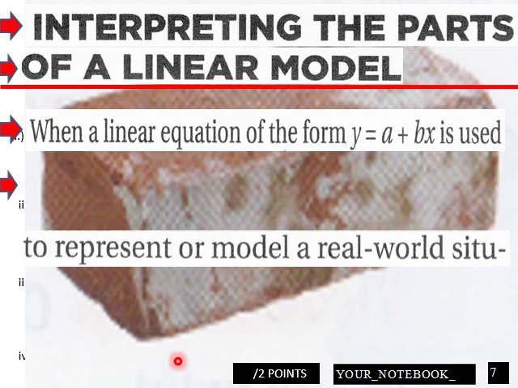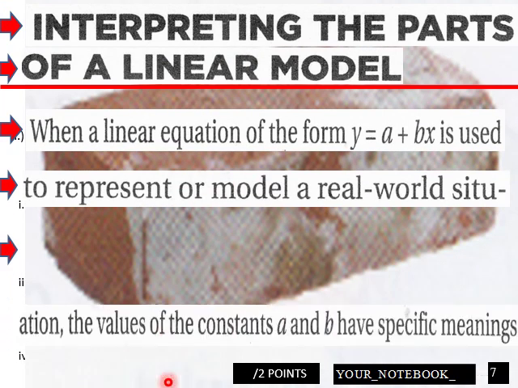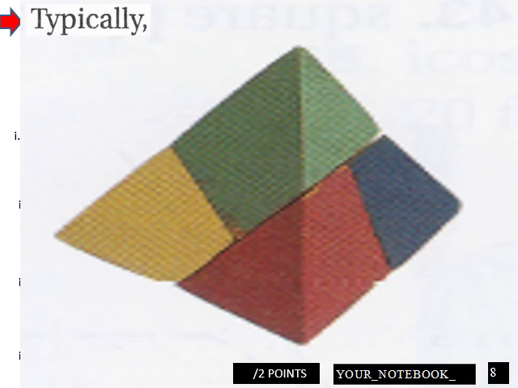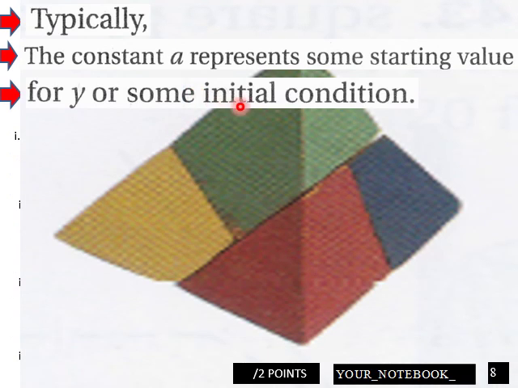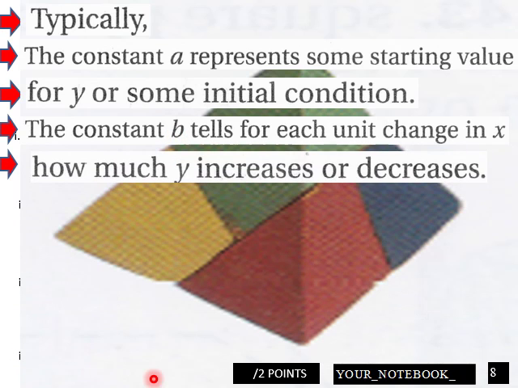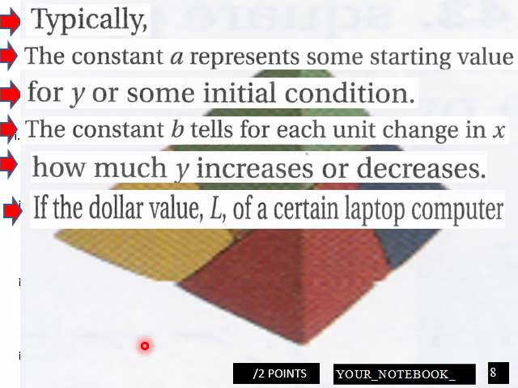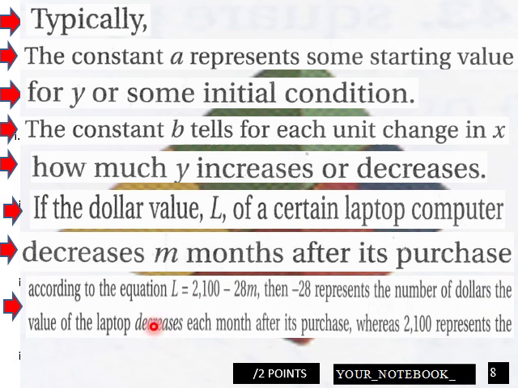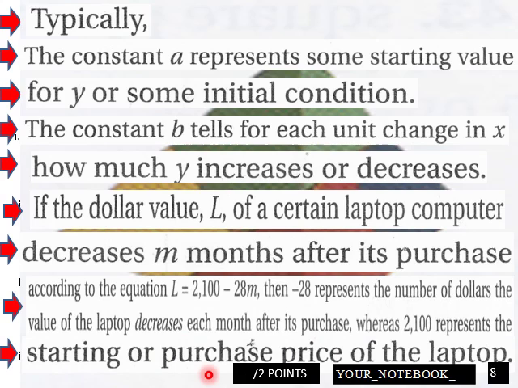Interpreting the parts of a linear model. It represents a model of a real-world situation. The values of constants a and b have specific meanings within the setting described. Typically, constant a represents some starting value for y or some initial condition. b tells for each unit change in x how much y increases or decreases. If the dollar value L of a certain laptop computer decreases m months after its purchase, according to this equation here, then negative 28 represents the number of dollars of value a laptop decreases each month after its purchase.